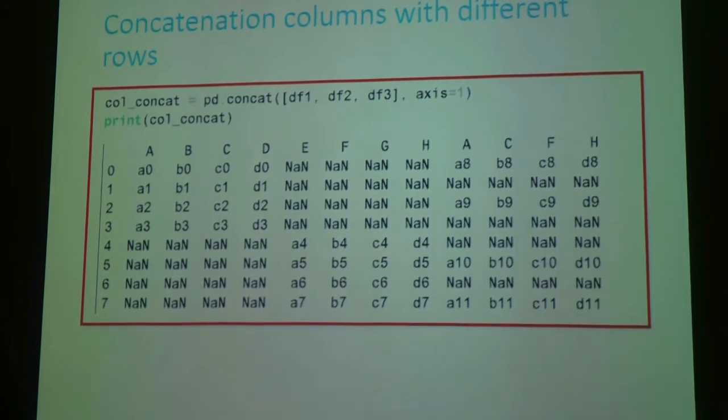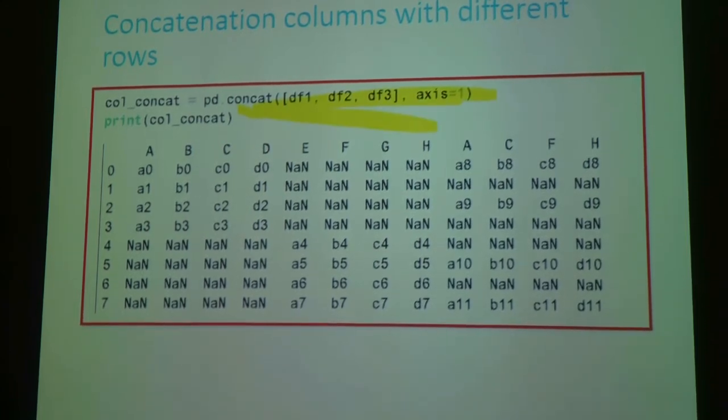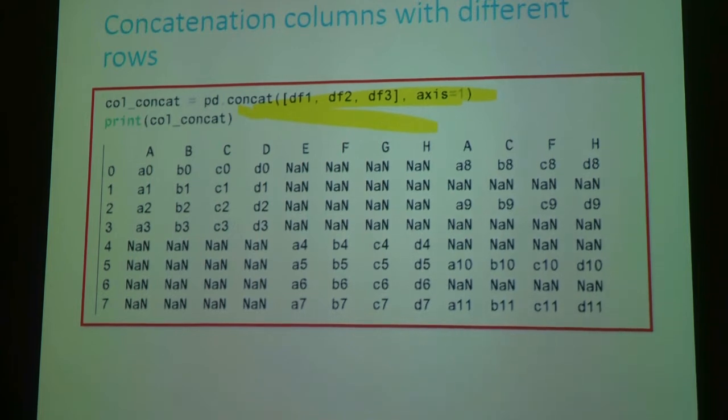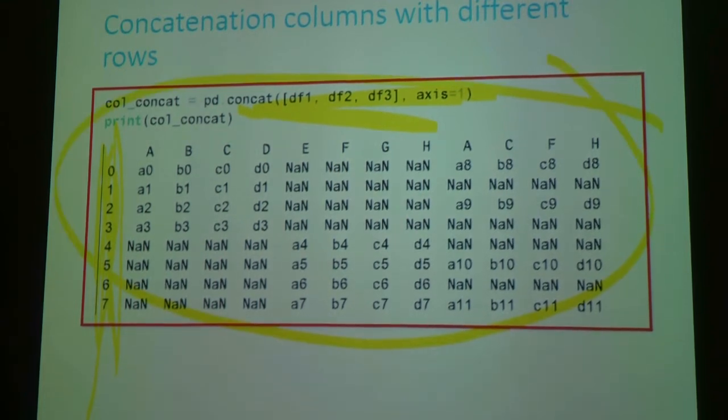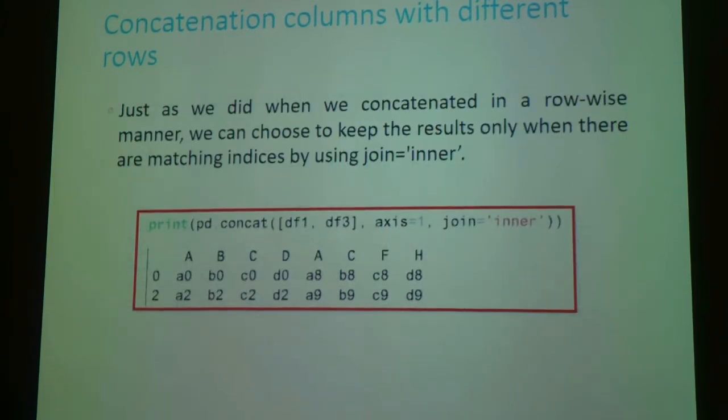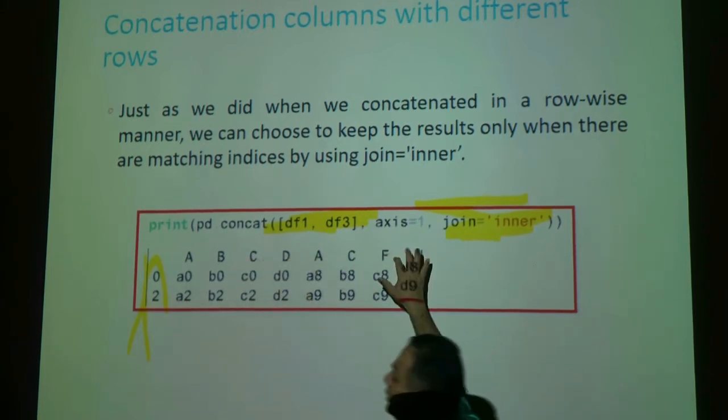So when we try to do concat column-wise, because the indices are not aligned, it created a lot of spots with empty, not available data. So that's what you do when you do inner between data frame 1 and data frame 3. We intersect only on 0 and 2, and print 0 and 2.